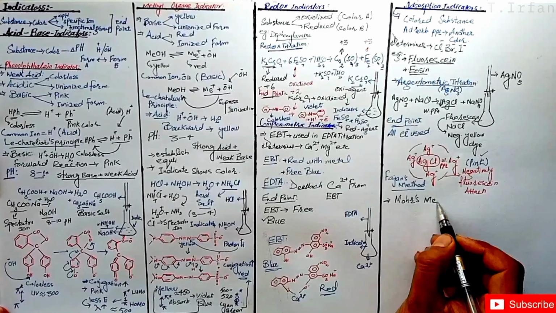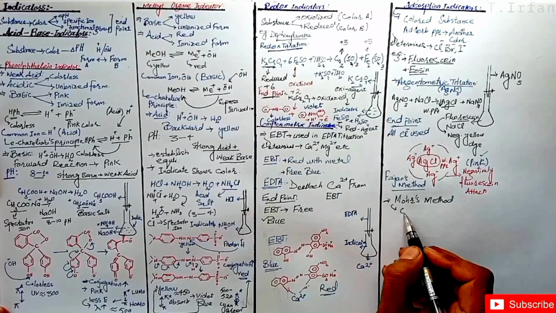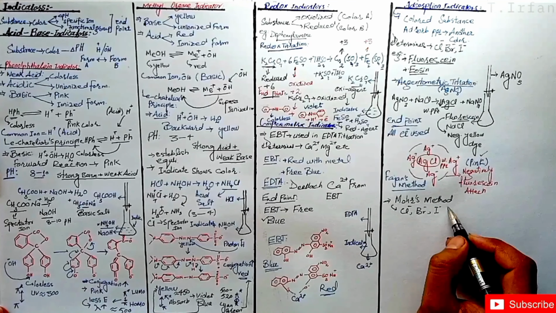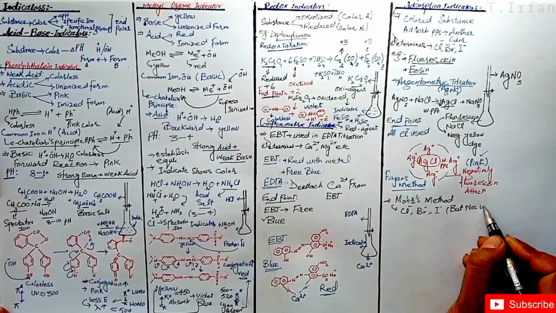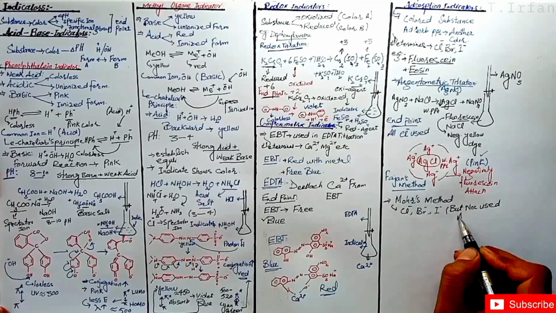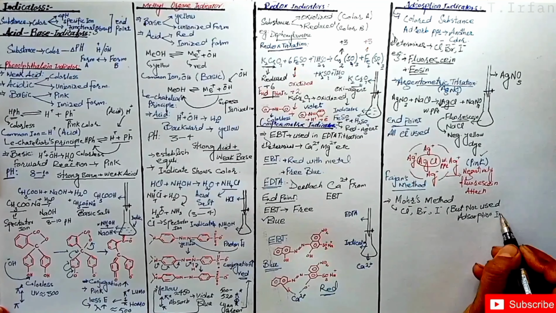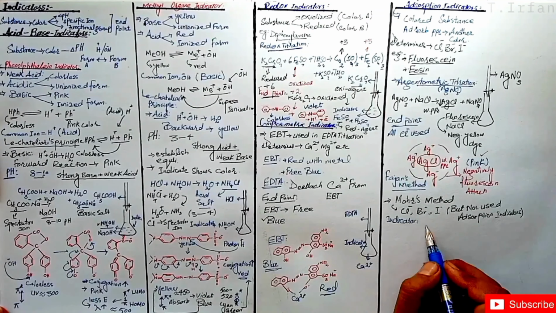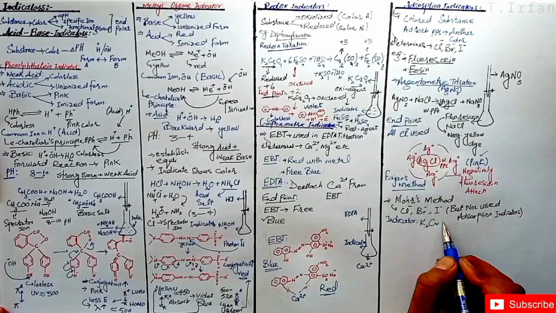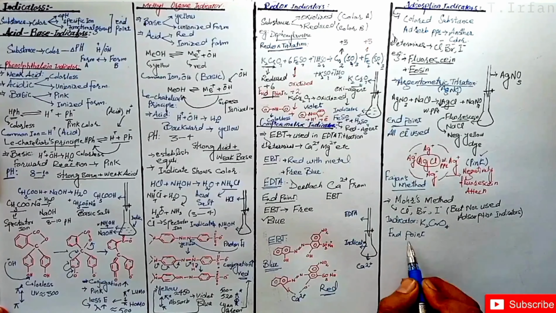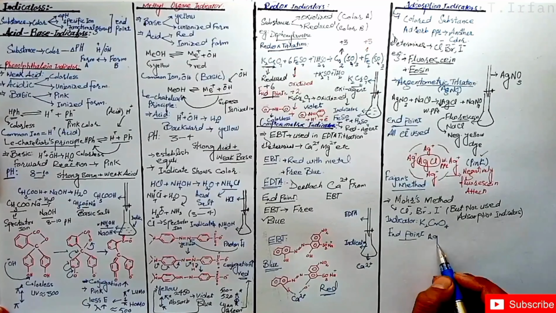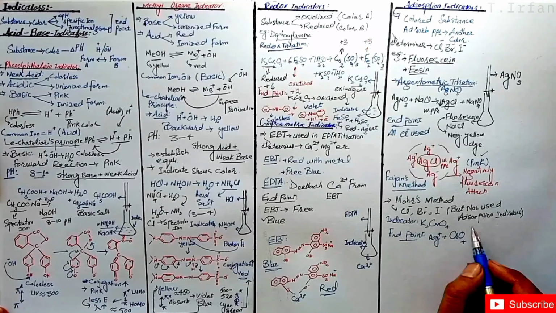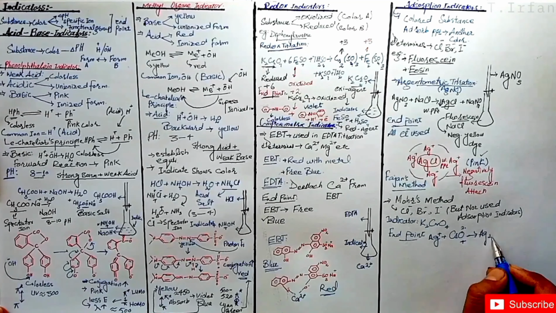Mohr method. This method also helps to find out the exact amount of chloride, bromide and iodide ions. But this method does not use the adsorption indicator. Mohr method uses potassium chromate as an indicator. When all the chloride ions have been used to form silver chloride, further addition of silver nitrate reacts with potassium chromate and forms silver chromate. And silver chromate shows red color, so this is the end point.